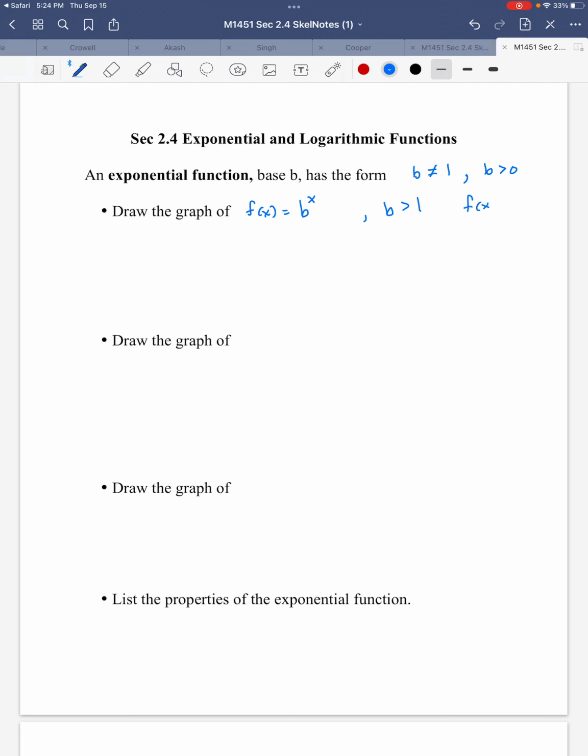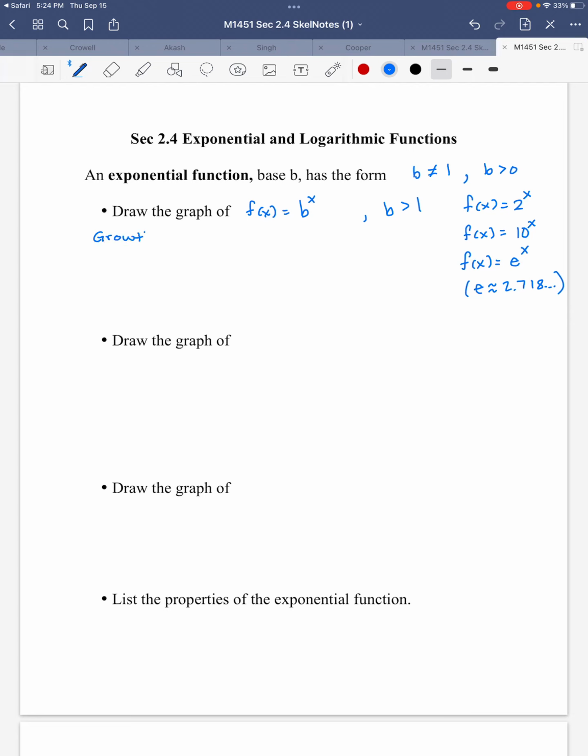For example, f of x is equal to 2 to the x describes something that doubles in size over time. f of x is equal to 10 to the x grows tenfold in size. Each x produces a y value that's 10 times larger than the previous one. When we use the base as the irrational number e, remember that e is 2.7-ish. So all of those would have growth curves.